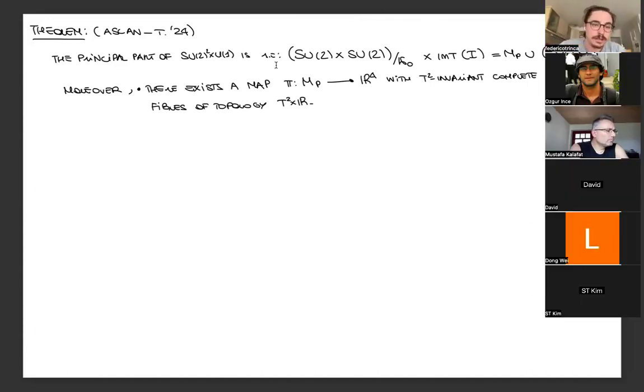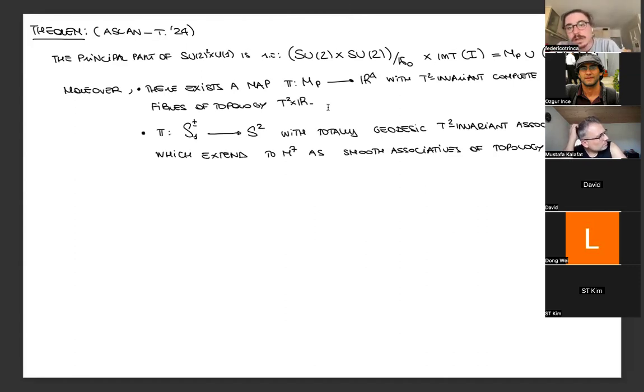And these are of topology T2 times R. On each S1 here, I have a map from S1 plus minus into S2 with totally geodesic T2-invariant associatives, and these extend to the total space of my Haskins-Nordstrom manifold, and are smooth, and of topology S1 times R2.